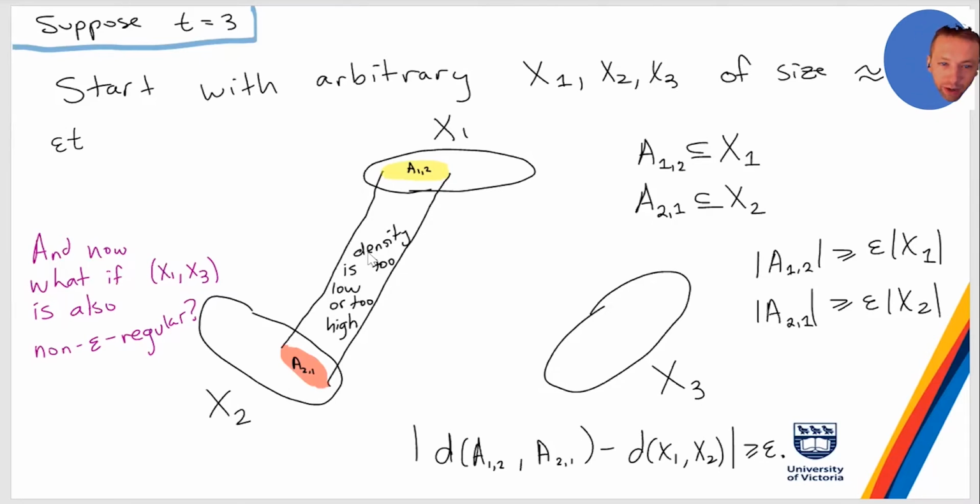So what we know is that if I look between these sets, it's like Goldilocks. The porridge is too hot, too cold, or just right. Between A1,2 and A2,1, the density is too cold or too hot, too low or too high. If a pair is epsilon regular, then between every pair of sets, the density is just right if they're big enough. So you've got these sets with these properties.